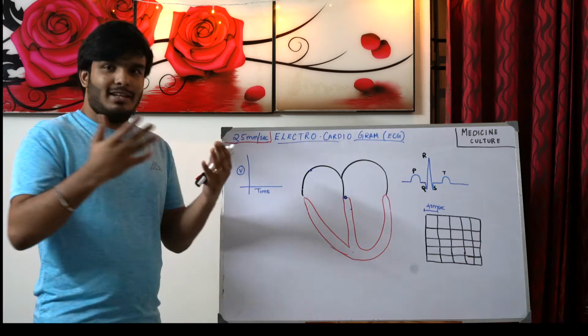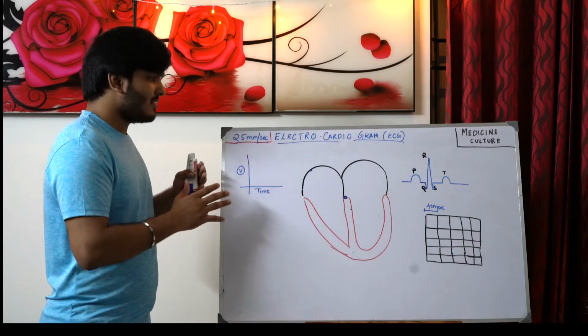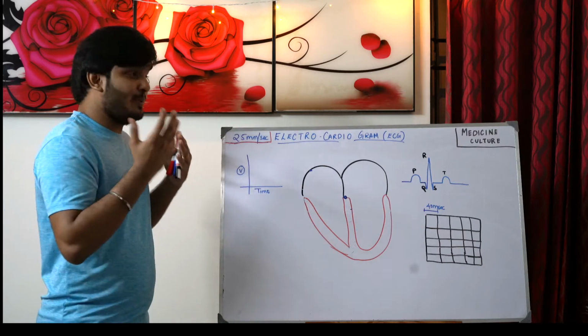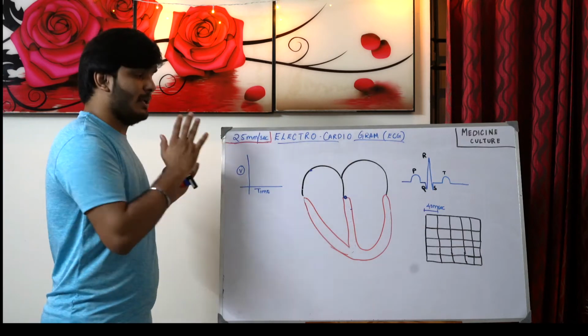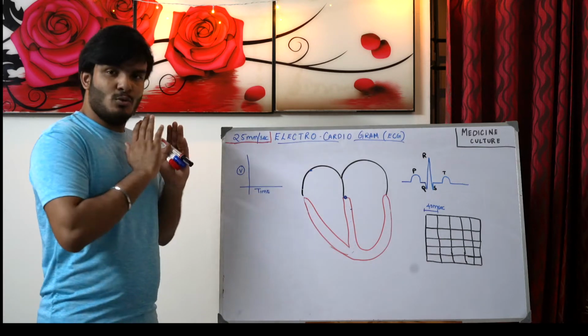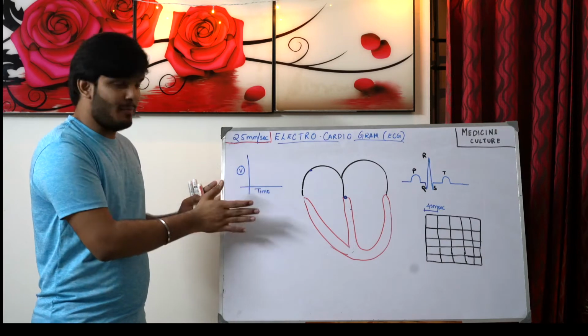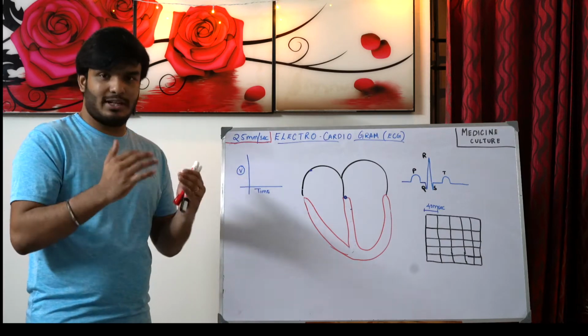When we get the ECG paper that we usually see in our practice, the first thing is that the speed of the ECG paper is 25 millimeter per second, that you guys need to know. And there are two axes, x-axis and y-axis. X-axis denotes time and y-axis denotes voltage.